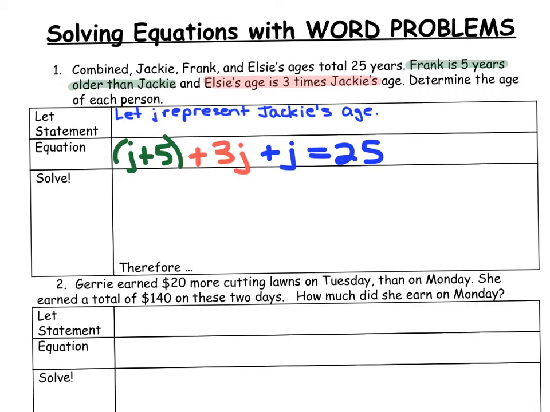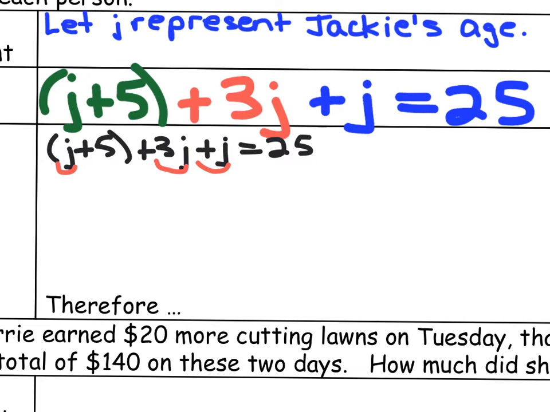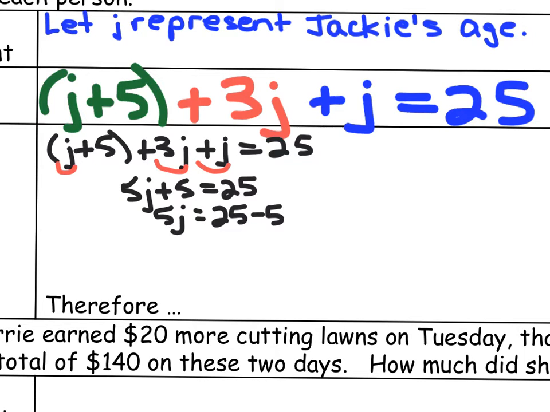Well, now I have an equation that I can collect like terms and solve for J. So first thing I'm going to do is look for the like terms, and that's all the J's. I'll add those together. And of course, the plus 5 is not a like term, so I end up with 5J plus 5 equals 25. So now I have to subtract 5 from both sides, and that will get J by itself. And now I'm going to divide both sides by 5, because I have 5 J's is 20. So that means 5 times something is 20. So I'm going to divide both sides by 5 to figure out what that something is. And so I get that J is equal to 4.